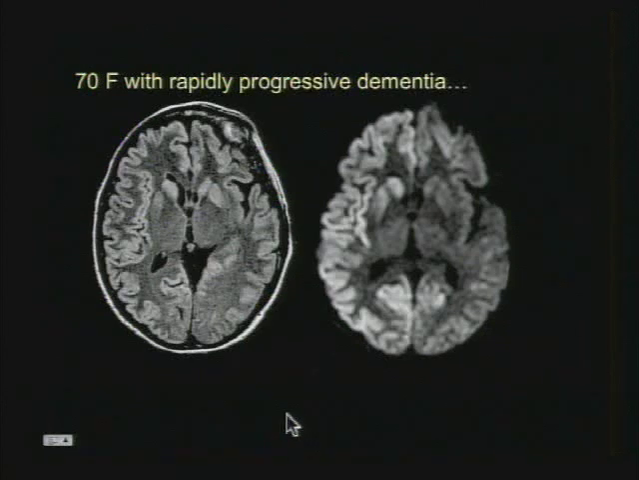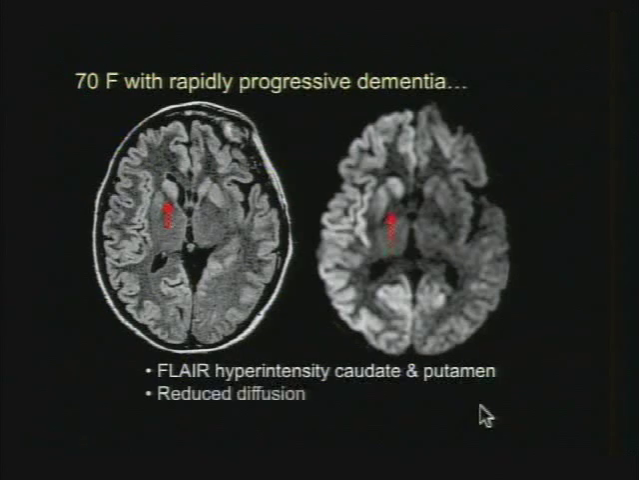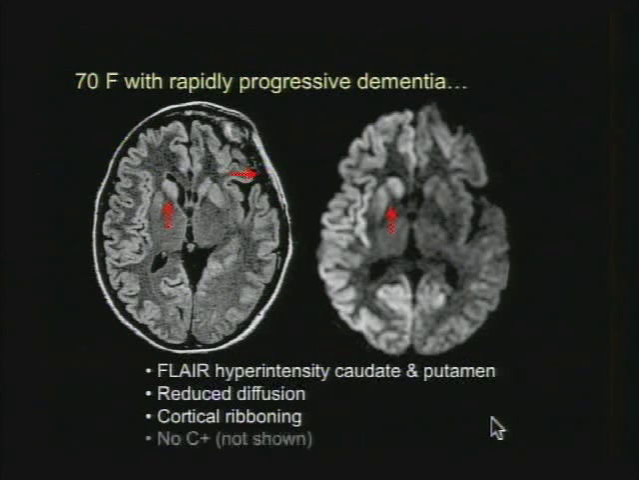So here's a 7-year-old with rapidly progressive dementia. And on the axial FLAIR, you can see T2 hyperintensity in the caudate heads bilaterally and the putamina, and you can see diffuse abnormality in the cortex. And when you look on the diffusion, you can see reduced diffusion there in the caudate and putamen. And what we see is cortical ribboning.